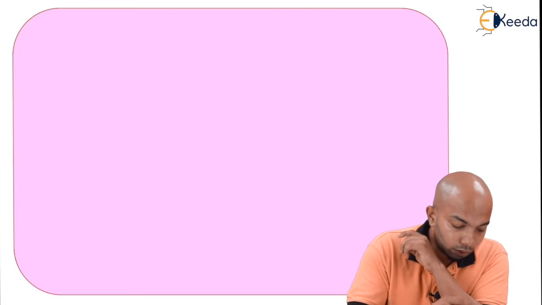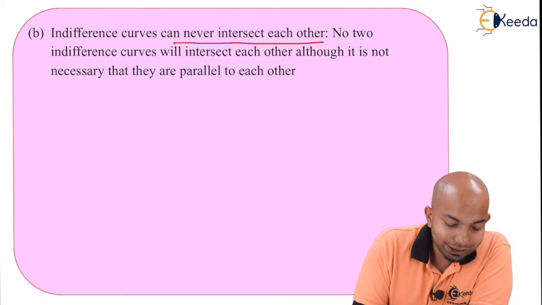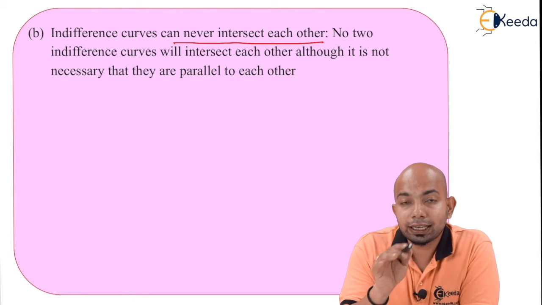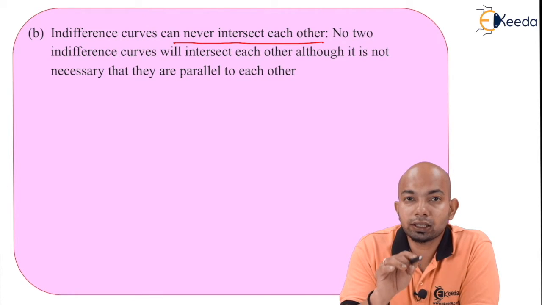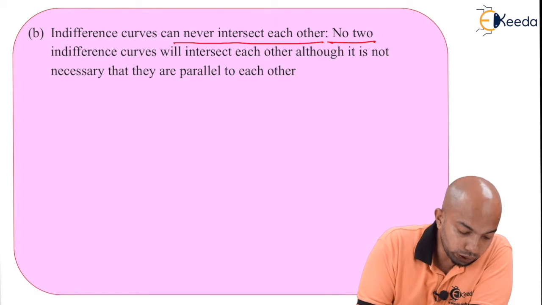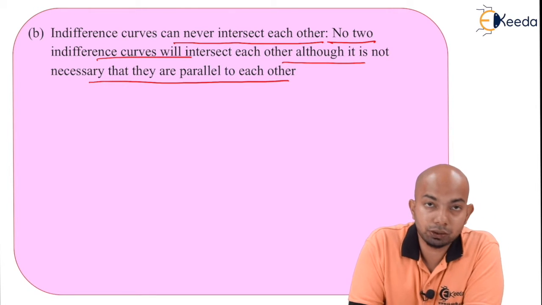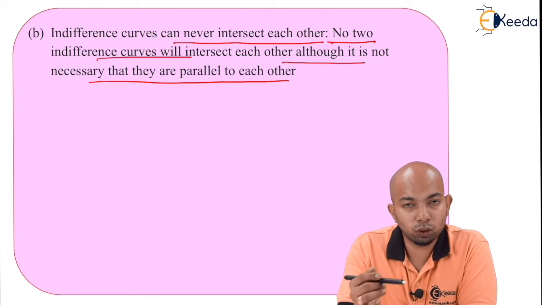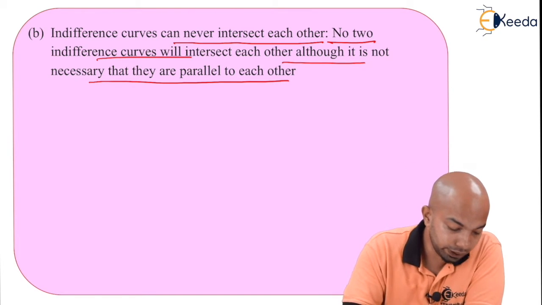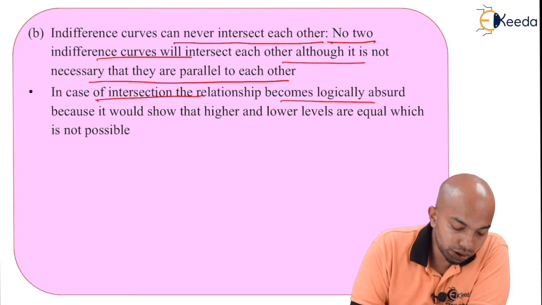Now, next part: indifference curves can never intersect each other. Very true. Indifference curves can never intersect each other. That would be a complete violation of the law itself. No two indifference curves will intersect each other, although it is not necessary that they are parallel to each other. If they don't intersect, it is not necessary that they are parallel; there might be some other kind of lines as well. In the case of intersection, the relationship becomes logically absurd.